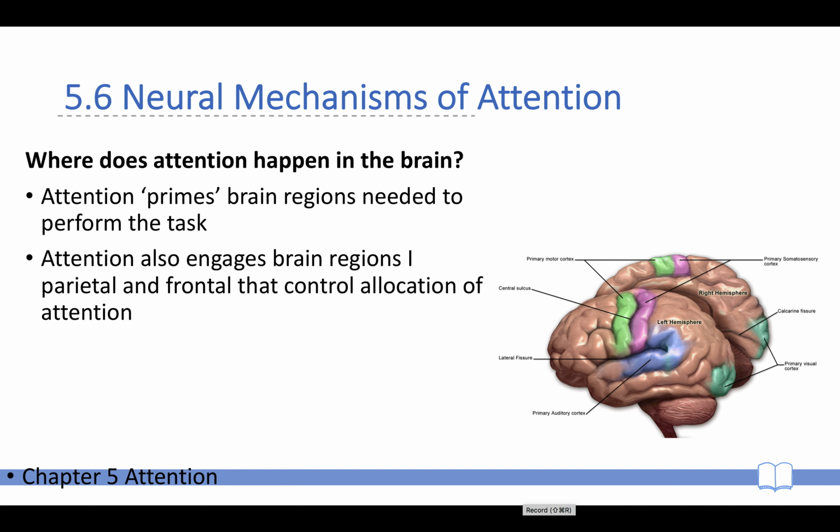Attention also engages brain regions in the parietal and frontal regions that are known to control allocation of attention. We'll talk about those in just a few moments.